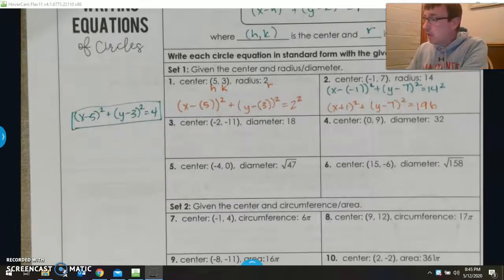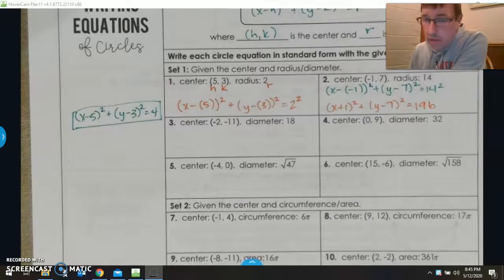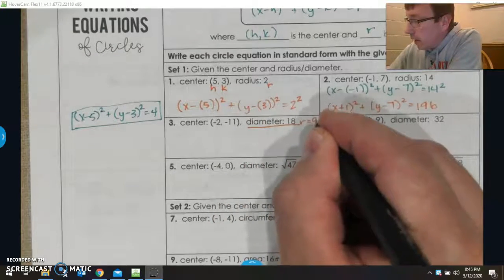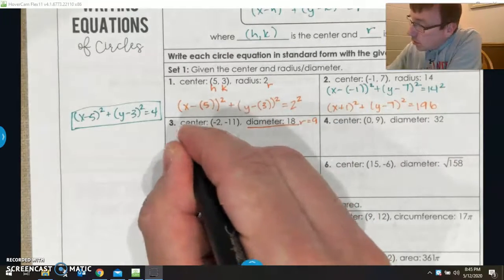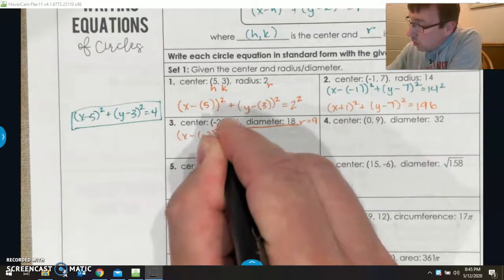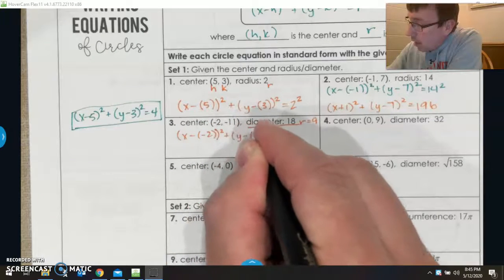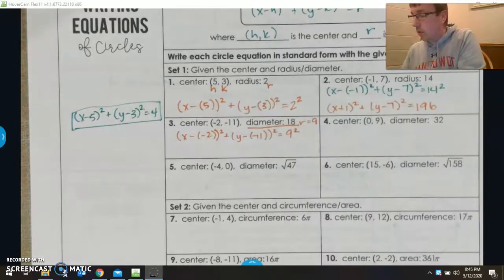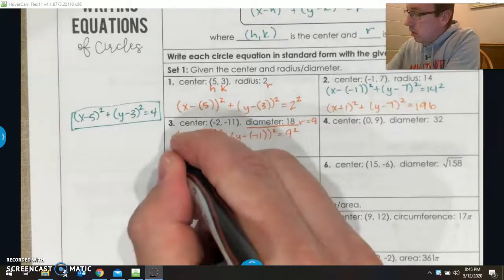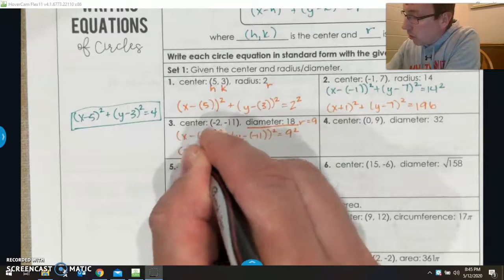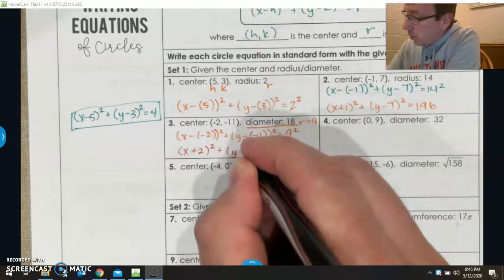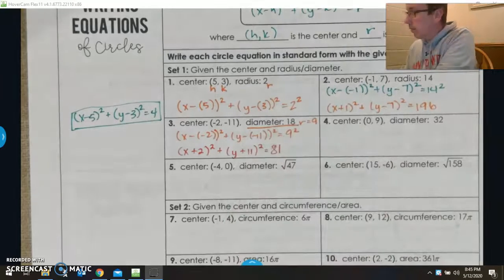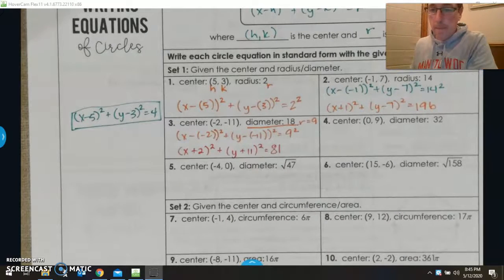Now if we take a look at number 3, it's a little bit different. My diameter is 18, so that means my radius will be 9. So (x minus -2) squared plus (y minus -11) squared equals 9 squared. So this will turn into (x plus 2) squared plus (y plus 11) squared is equal to 81.